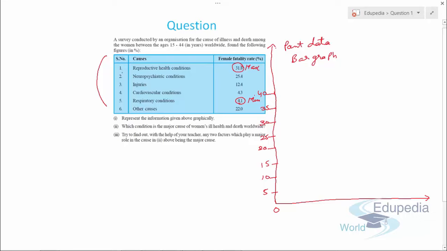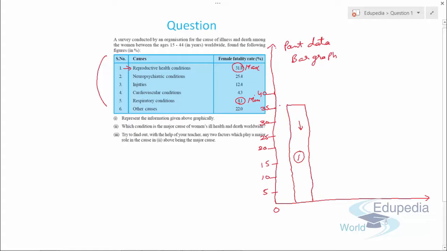Now we need to draw the bar graph. The first represents reproductive health conditions, which is 31.8. If this is 30, then it will come somewhere over here. So you can draw a graph like this. This represents number 1, and number 1 is reproductive health conditions. Or you can write the name in between the graph, either way you like. It's not a mandatory part.